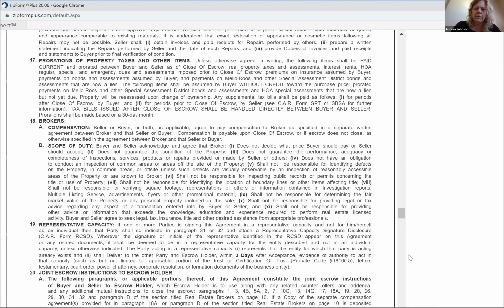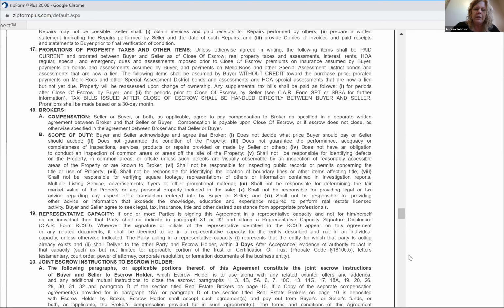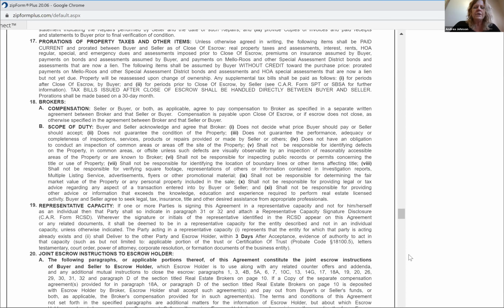Unless otherwise agreed in writing, the following items shall be paid current and prorated between buyer and seller as of close of escrow. Sometimes you're going to get questions from buyers. I'll notice on the preliminary title report, there might be prior years of unpaid taxes, and they think that they're going to get saddled with the seller's unpaid taxes. No, the escrow company is going to bring the property tax payments current as of the date of close of escrow, and those items will be paid from the seller proceeds.